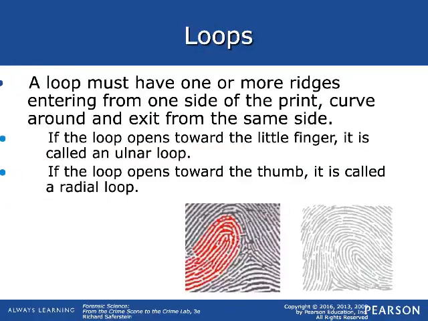Okay, now a loop must have one or more ridges that, I'm reading this instead of explaining it. Okay, so they're going to enter from one side of the print, and they're going to curve around and exit from the same side. Okay, so they enter and exit from the same side. Okay, now if the loop opens towards your little finger, it's called an ulnar loop, and if it opens towards your thumb, it's called a radial loop. So it just depends on the direction of the loop. Okay, so the loop is like a wave, and the wave starts on one side and exits on the same side.